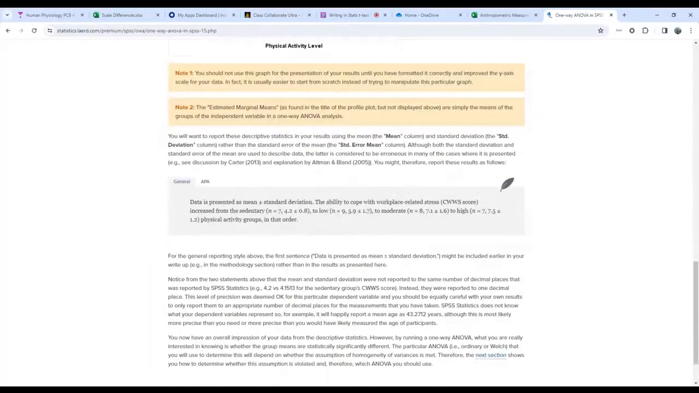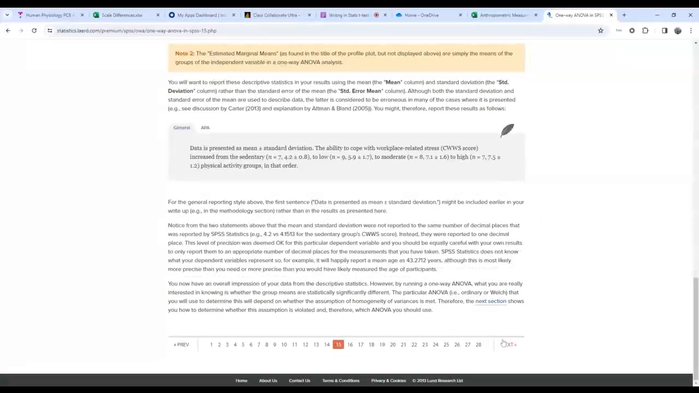Here's how they would write it up. The ability to cope with workplace-related stress increased from sedentary, n equals 7, that's the sample size, comma, 4.2, that's the average, plus or minus 0.8, that's standard deviation, to low, 5.9, to moderate, 7.1, to high, 7.5, in those orders. Okay, so those are, again, the descriptive data. It's just the means and standard deviations. Again, it does not tell us if the groups are different. Remember that.